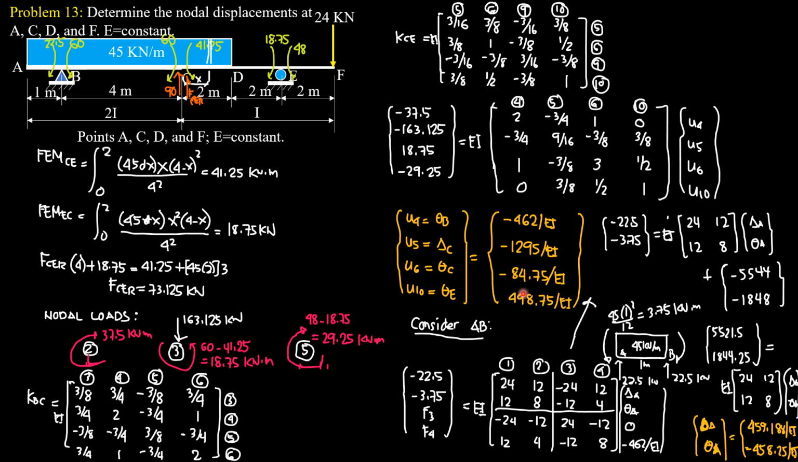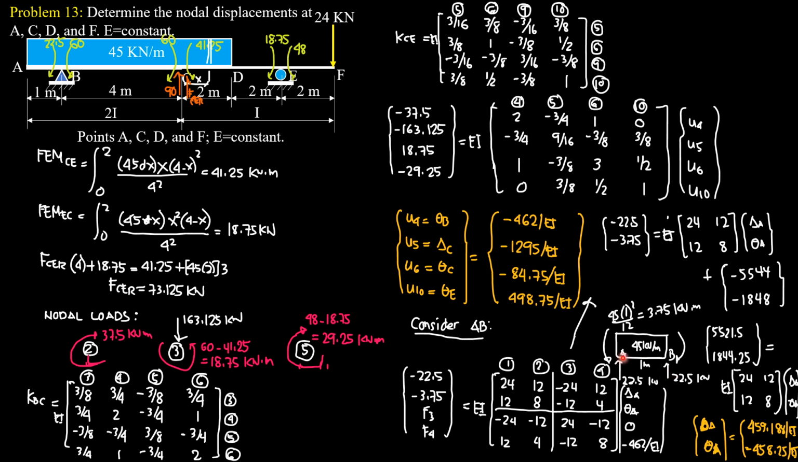Then having found this, let's consider AB to solve for delta A and theta A. So considering AB, we now consider AB as fixed-ended at A and B. The fixed-end moment would be W45 L squared over 12, 3.75 kilonewton meter counterclockwise here, and 3.75 kilonewton meter clockwise here. Then the vertical fixed force is W45 times 1 divided by 2, 22.5.